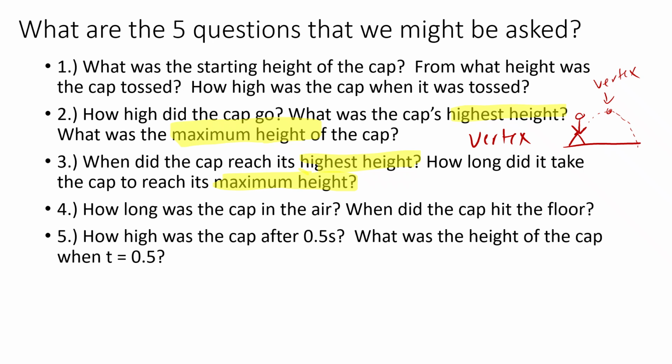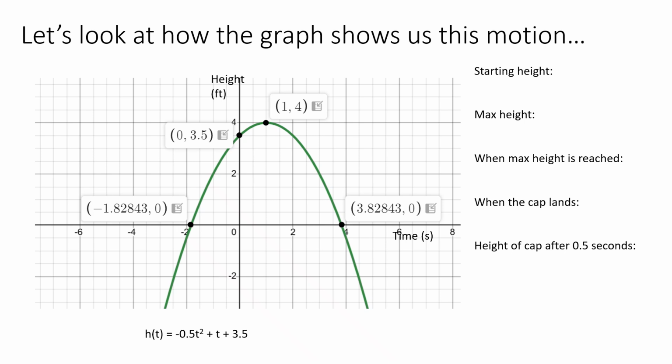Now, I'm not going to say that's an exhaustive list of the 5 things that you could be asked, because your teacher could come up with something else to ask you about it. But the vast majority of the time, you are going to be asked one of these things, maybe all of these things, maybe 2 or 3 of them. I don't know. But it's going to be one of these things here. Okay. Can't guarantee you that, but it's pretty safe bet. So we're going to look at how the graph shows us this motion.